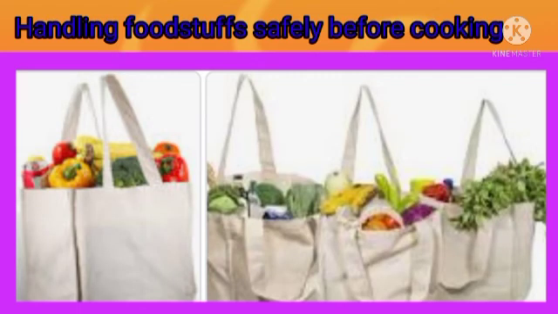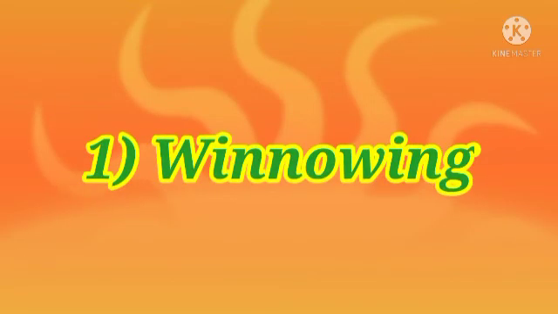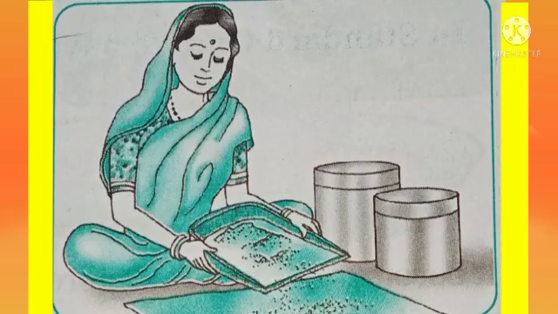Now students, as soon as we bring cereals, food material, vegetables and fruits from the market, we have to make proper arrangement to keep them. So whatever your parents are bringing from the market, we have to keep them in a proper way. Winnowing. Now students, what do you mean by winnowing? Winnowing is a method in which heavier components of the mixture are separated from the lighter material with the help of wind. Now here what will come?